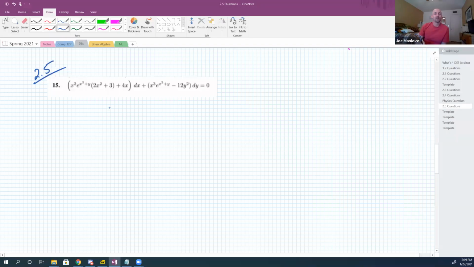All right, so let's talk our way through 2.5, number 15. First things first, I'm supposed to determine whether this equation is exact and then solve it. So in order to execute the so-called test for exactness, what do I do?